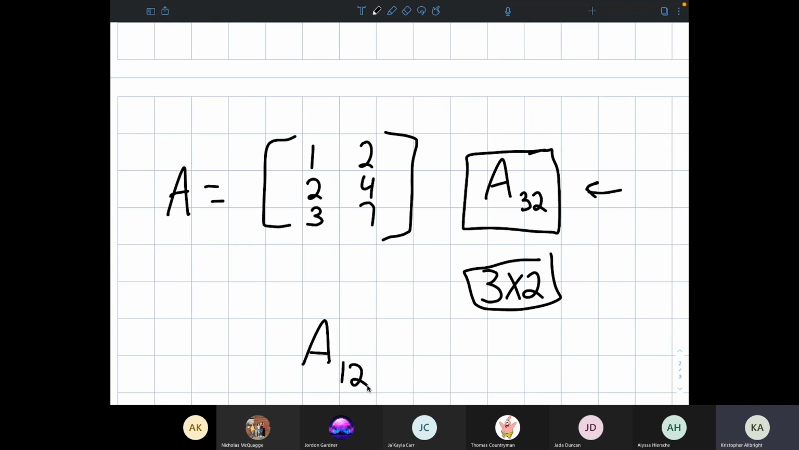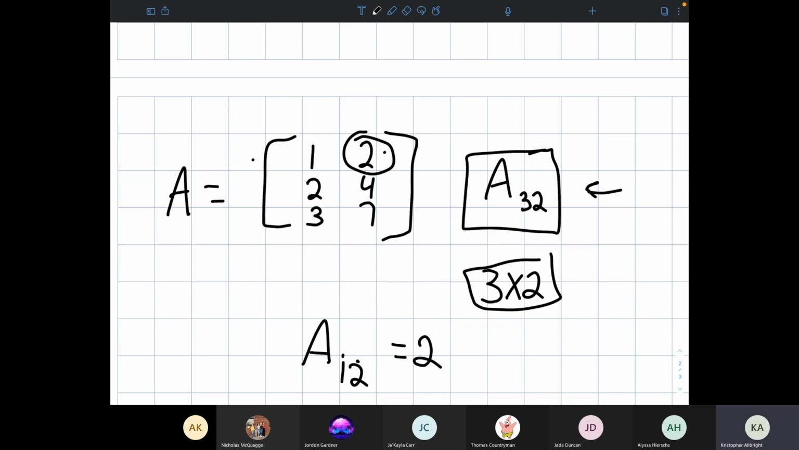Sometimes it will give you something like this, and it'll say, okay, identify this element. So you need to start looking for the element. So you're looking for row, column. So we're in the first row, second column. So we're looking for element 2. So that would be 2. You go left and right first, and then up and down. Row and then column.